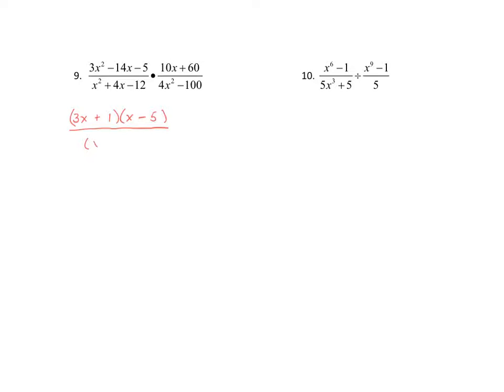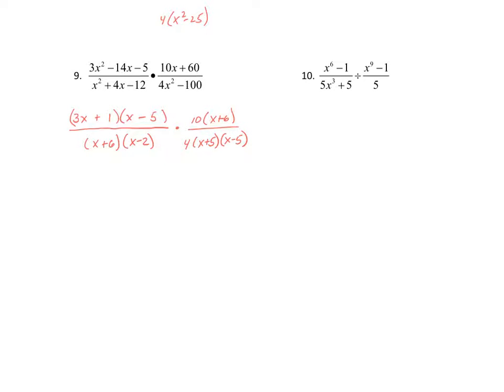And in the denominator, it's going to factor. It looks like I'm going to have an x plus 6 and an x minus 2. And then I can go and multiply. I can pull out a 10 times x plus 6. And I can pull out a 4. And I'm going to be left with x squared minus 25 when I pull the 4 out. So I'm going to go ahead and factor that as difference of two squares. So x plus 5 and x minus 5.